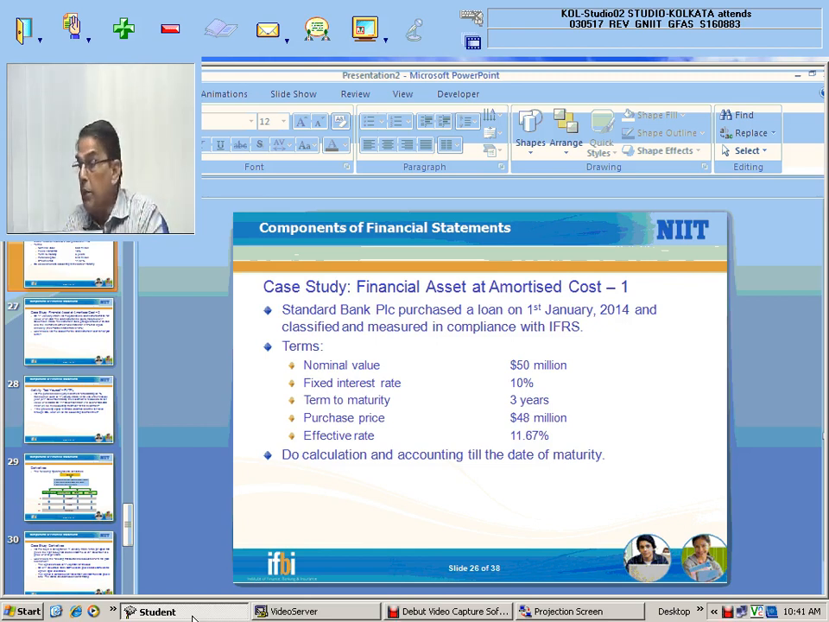We have to remember a few numbers. Nominal value of the loan is 50 million, but the loan was purchased for 48 million. That was the fair value at the time of purchasing the loan. The interest paid on the loan is 10%. So every year, Standard PLC will receive 5 million of interest on the loan for 2014, 2015 and 2016. But the effective rate of interest is 11.67% and amortization has to be done using this rate. Okay. So let's see the solution to this case.